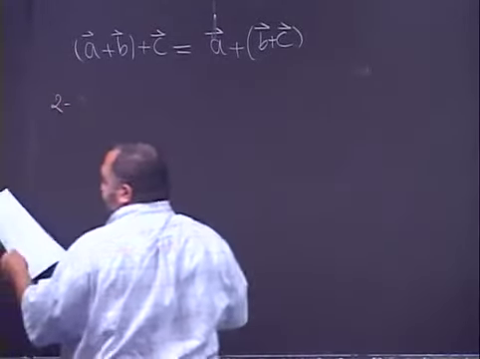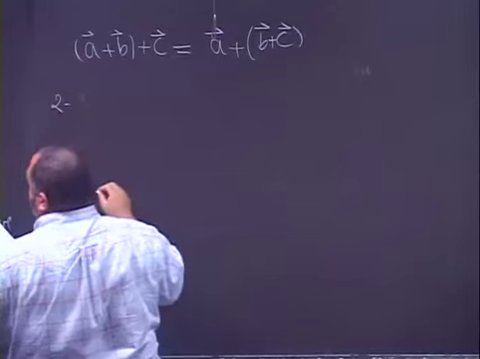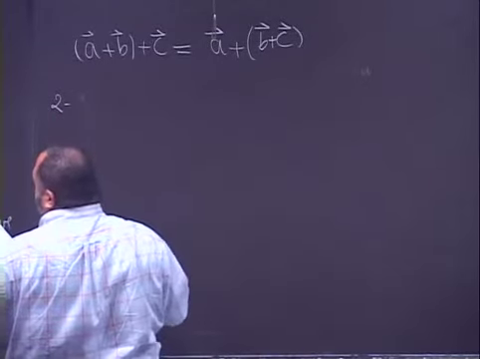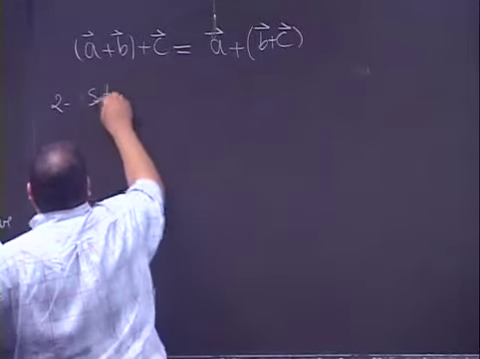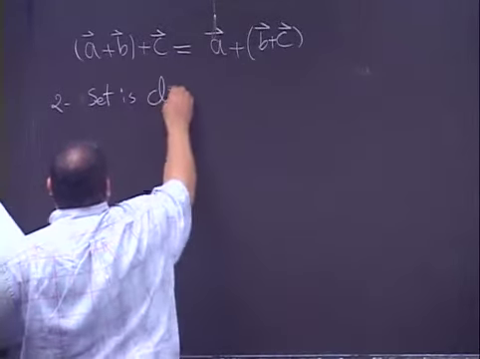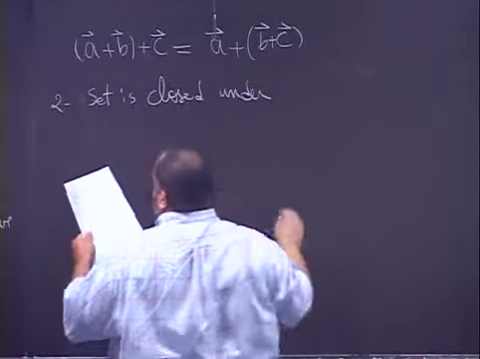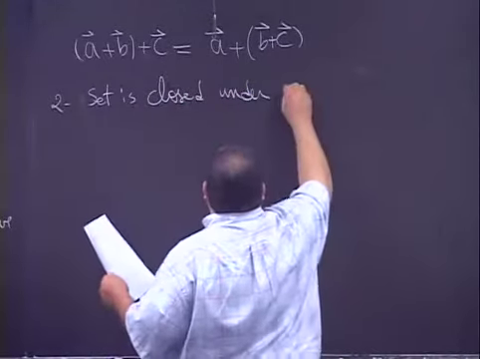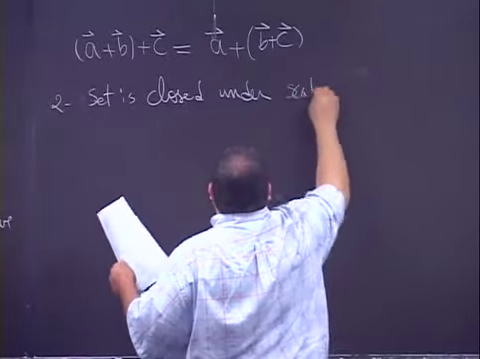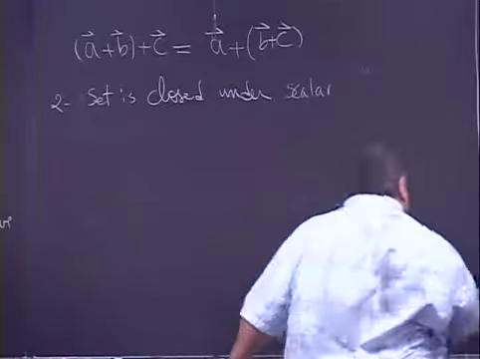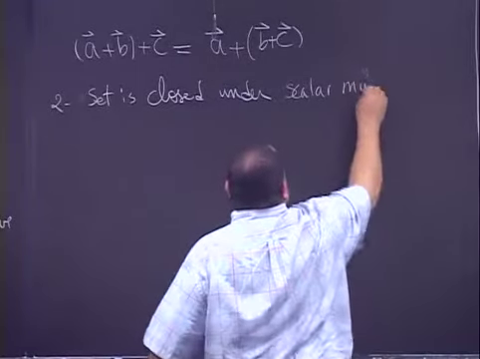The second one is that the set is also closed under scalar multiplication.